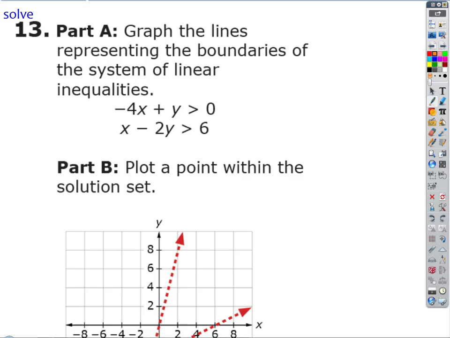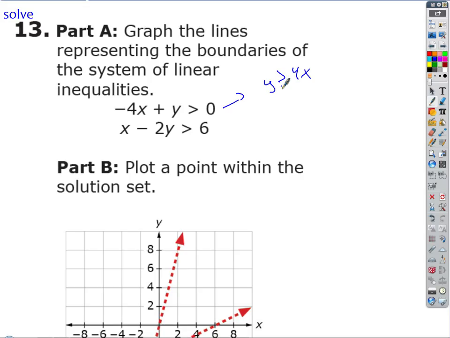Then that's going to put it in the form y is greater than mx plus b, right? Everybody see that? If I add 4x to both sides, this one's just going to end up being y is greater than 4x plus 0, so y is greater than 4x, right? So is the boundary line going to be solid or dashed? It's going to be dashed, isn't it? Because it's not including an equals. And then let's graph it.